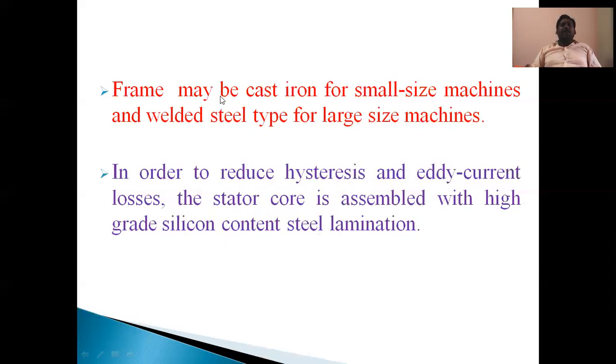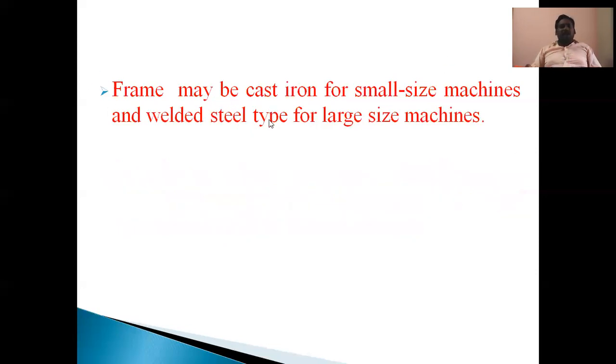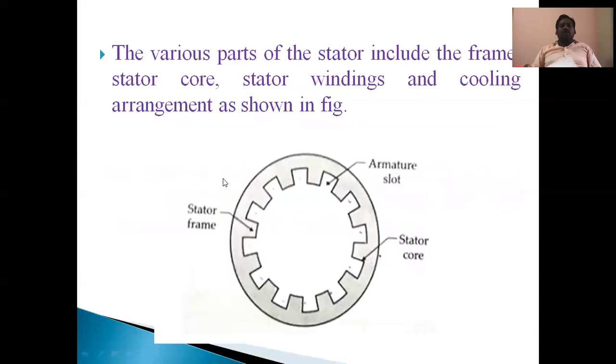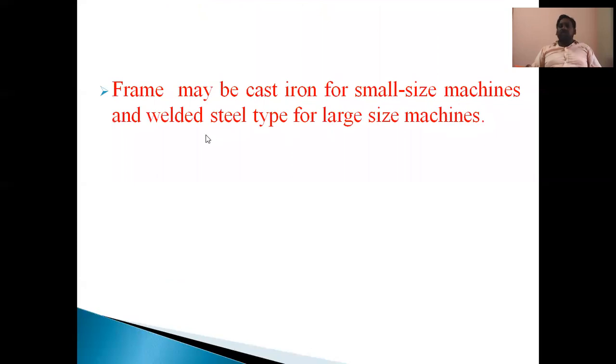And the stator frame can protect the whole stator. Stator means armature and stator core. This stator frame is manufactured with cast iron for small size machines, and welded steel type for large size machines. The frame is made of cast iron if it is a small machine, and of welded steel if it is a large machine.